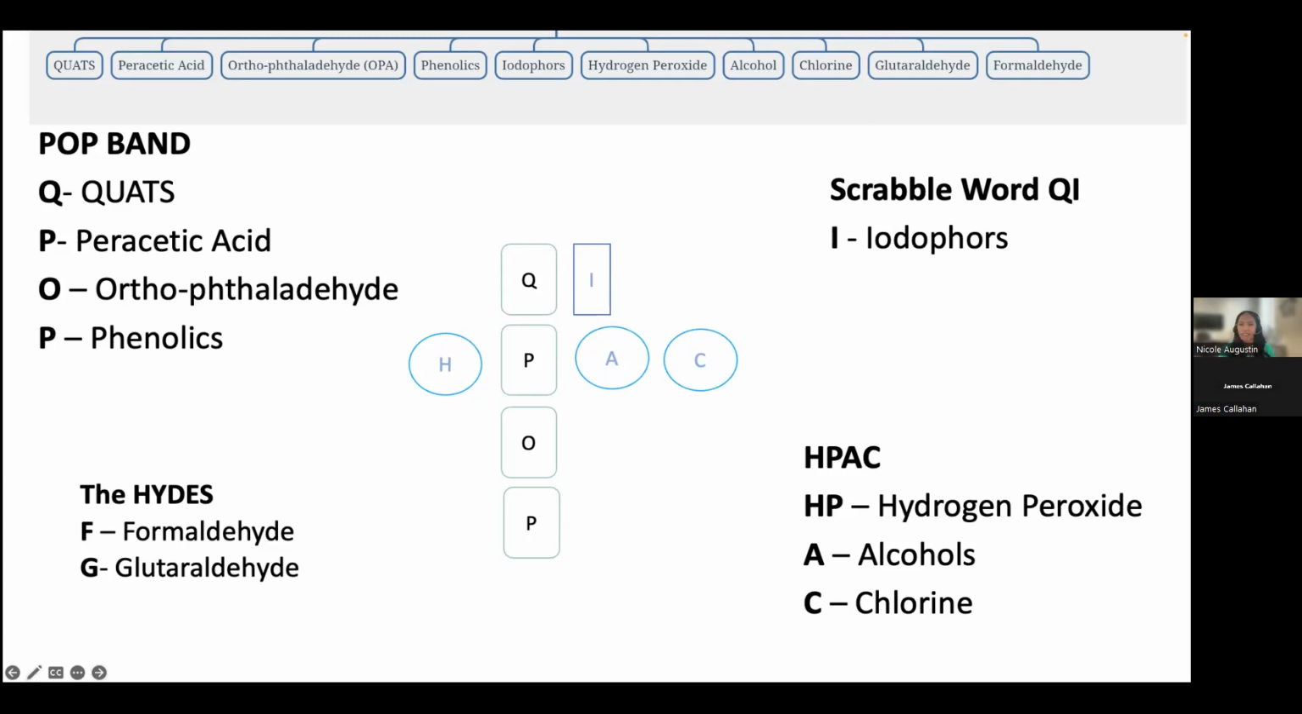Next word that I have is FOG. FOG stands for formaldehyde, orthophthaldehyde, and glutaraldehyde. And the reason I created the word FOG is just for me to remember that all these three end with dehyde.